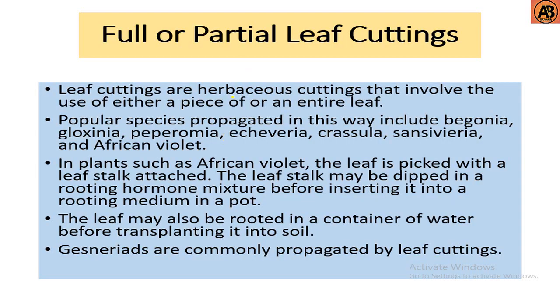Then full or partial leaf cuttings. Leaf cuttings are herbaceous cuttings that involve the use of either a piece of or an entire leaf. Popular species propagated in this way include begonia, gloxinia, peperomia, crassula, sansevieria, African violet, etc. The leaf may also be rooted in a container of water before transplanting it into the soil. So this is the full or partial leaf cuttings.